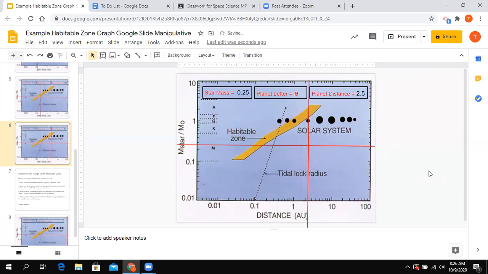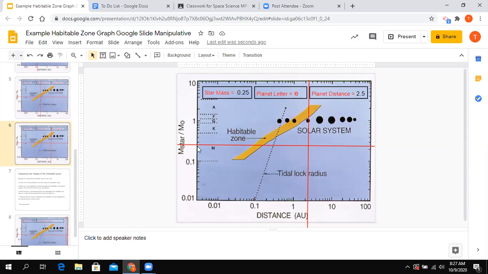Now if we were in the classroom, you'd be doing this with a paper version of this. In some ways, this is nicer because I think it's just easier. But anyway, in the classroom, you'd be using a paper graph and a ruler and all that and drawing lines and stuff like that.